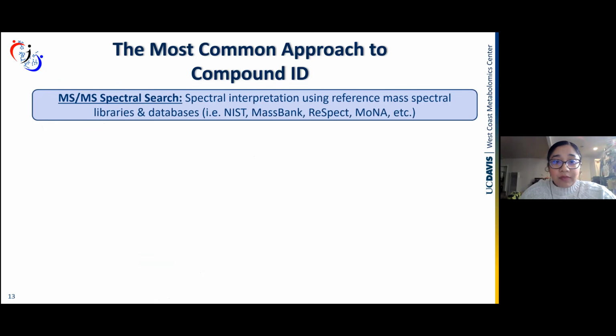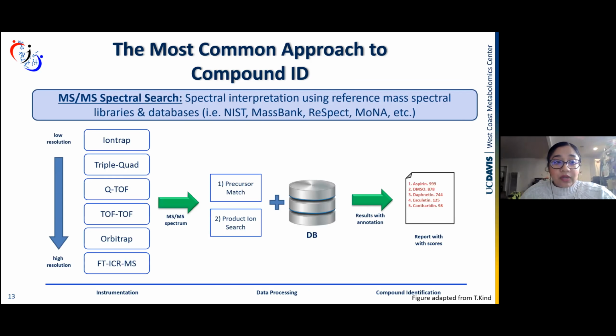So again, the most common approach to compound ID is MSMS spectral search. This is a gold standard for metabolomics, and it's really spectral interpretation using reference mass spectral libraries and databases. And I've listed a few there. So the workflow here is ideally you're acquiring MSMS data from any one of these instruments. It could be an ion trap or a triple quad, Orbitrap. But nowadays, a lot of the instruments are more high res, accurate mass. So you do have better and better data as we progress forward in the developmental stages of mass spec.